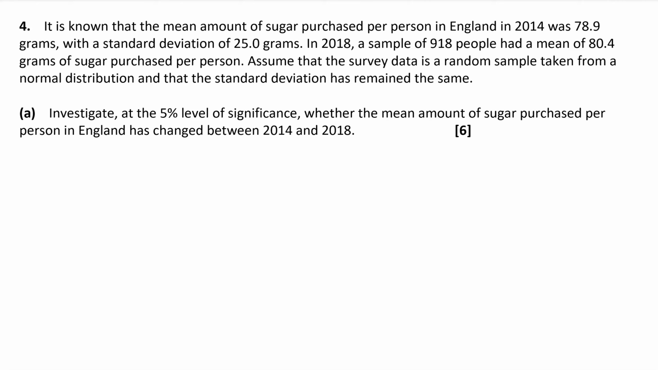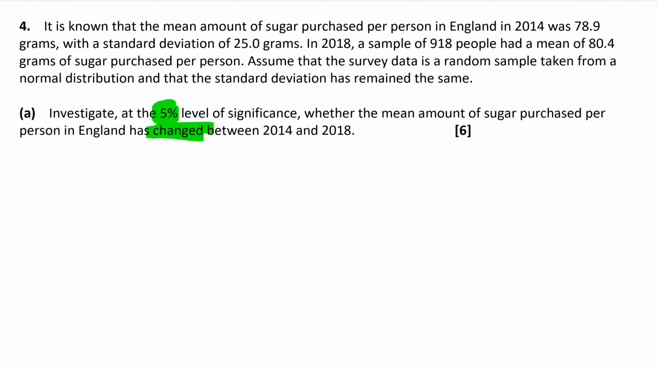Two things to note here. It says here that it's changed between 2014 and 2018. So it's not increased, we're not talking about decreasing as our claim, we're talking about changed. This means it's a two-tailed test, which is going to affect our significance level. So we need to halve the significance level because it's a two-tailed test.